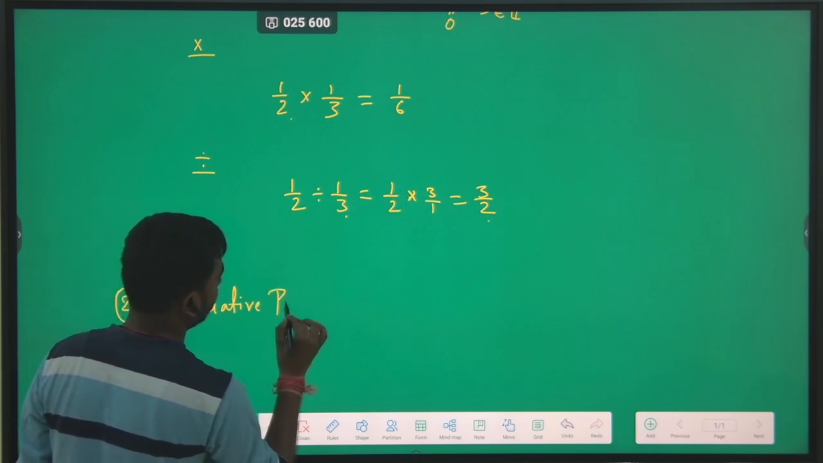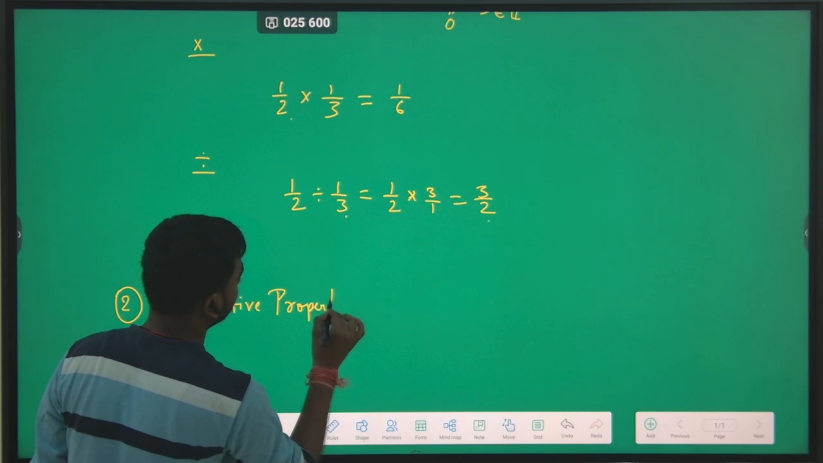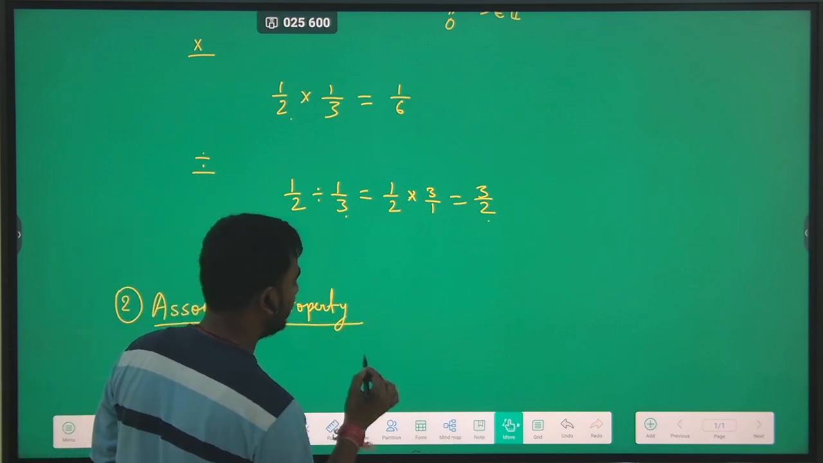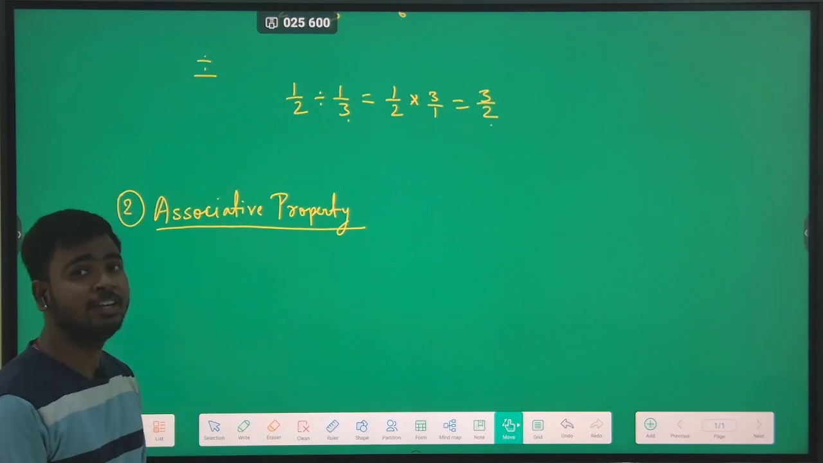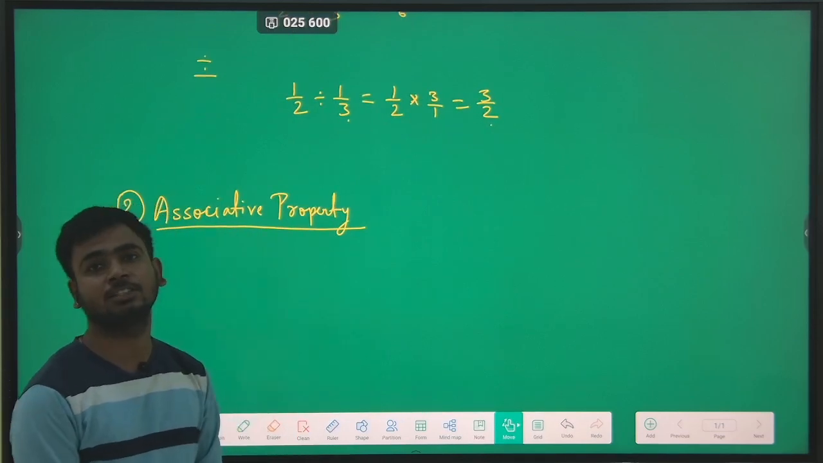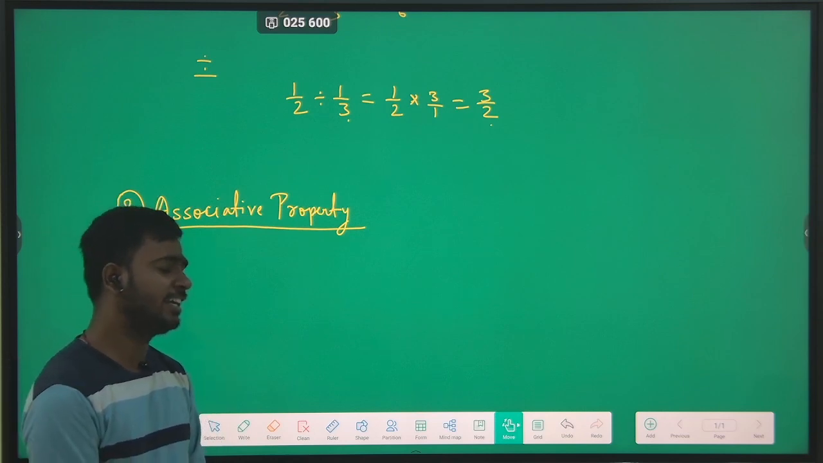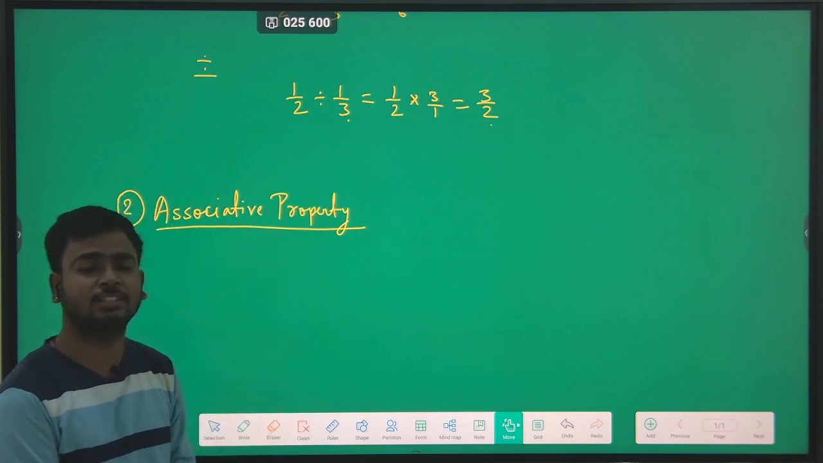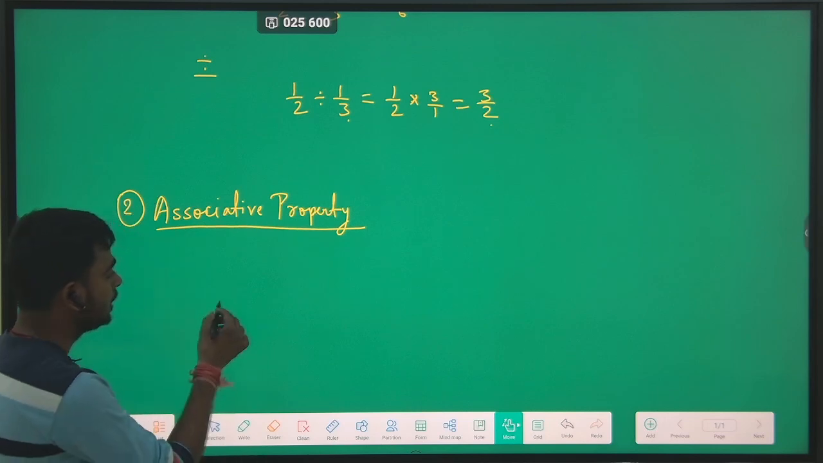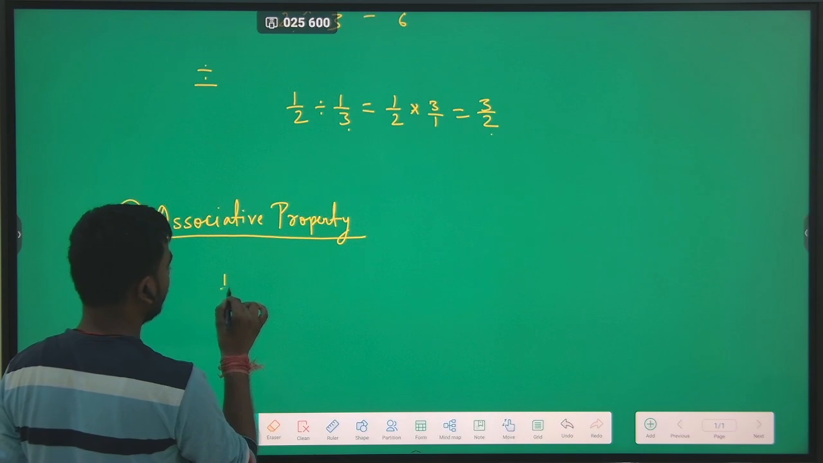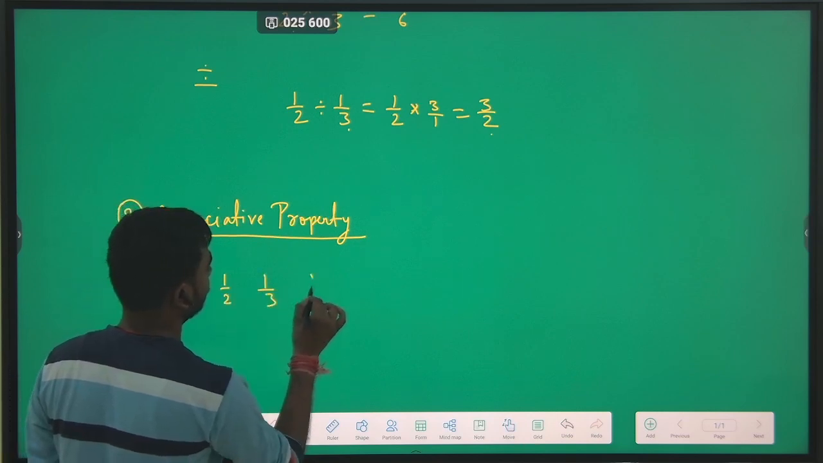What is it? Associative property. So to understand associative property, what will we need? We will need a minimum of 3 rational numbers. It can be any rational numbers. Let us suppose that the rational numbers are 1 by 2, 1 by 3 and 1 by 4.